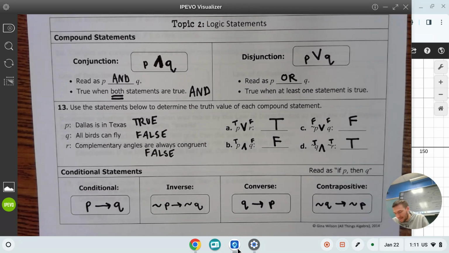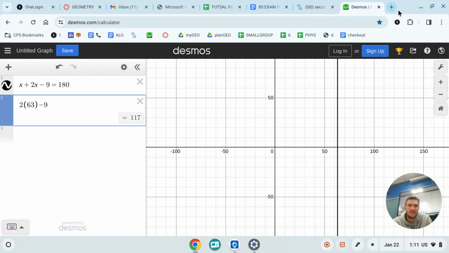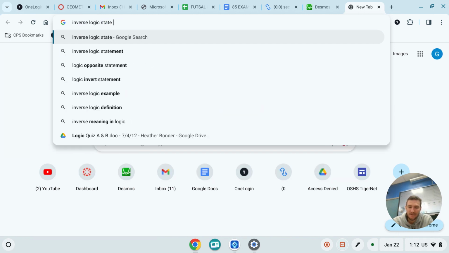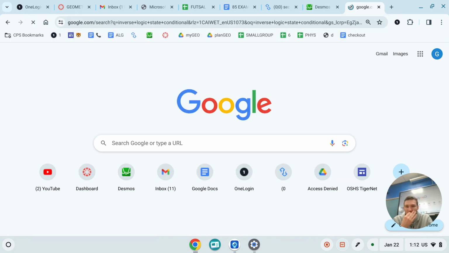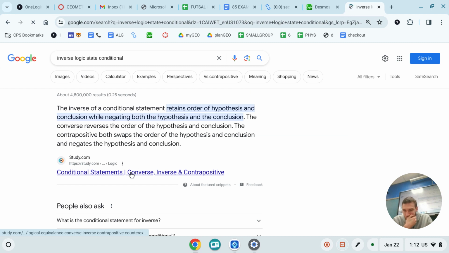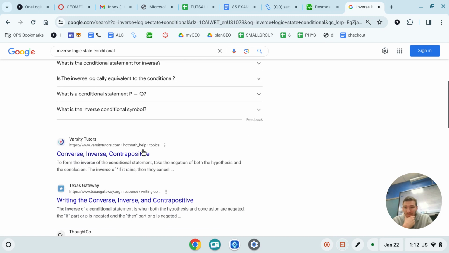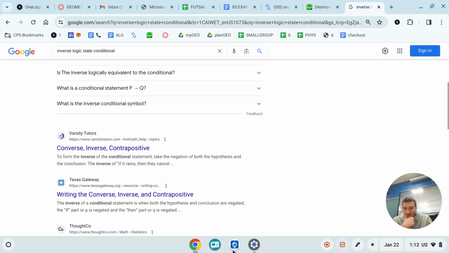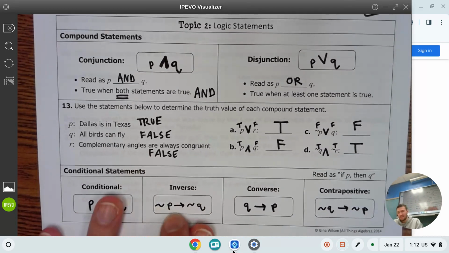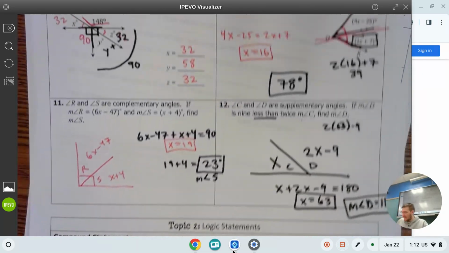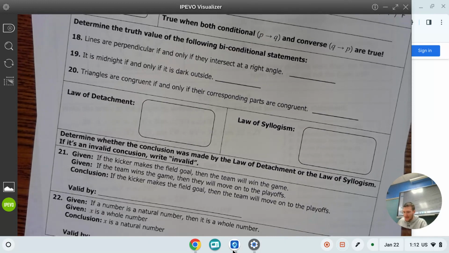I'm getting nervous with my inverse statement. Let me double check that. Never hurts to check. Inverse logic statement conditional. Come on, Google, do it for me. So that should be right? Not P equals not Q. All right, we're good. Everybody gets a little nervous when they go through that.